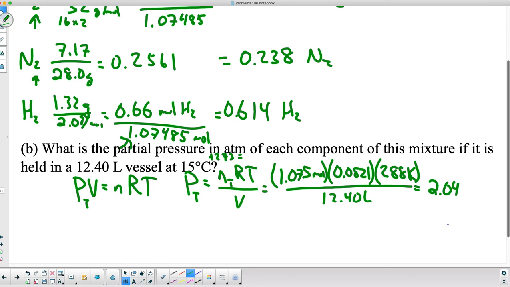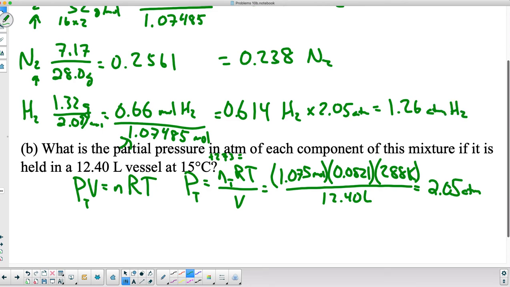Let's just round that off, because that gets messy. That's my number of atmospheres. Each one of these then is going to be times 2.05 atmospheres equals the partial pressure. So this times 0.614 for hydrogen is a partial pressure of 1.26 atmospheres of H2.